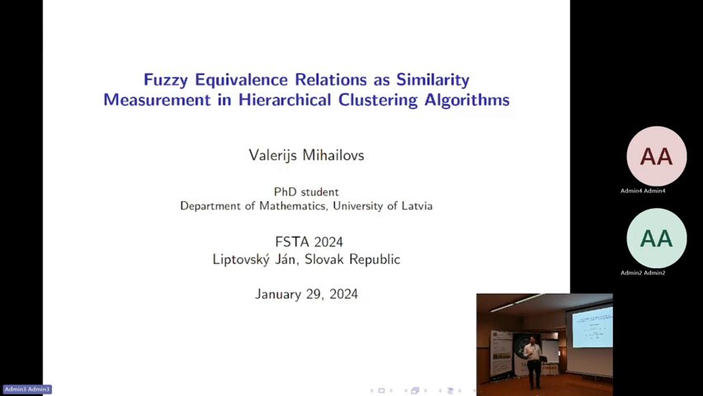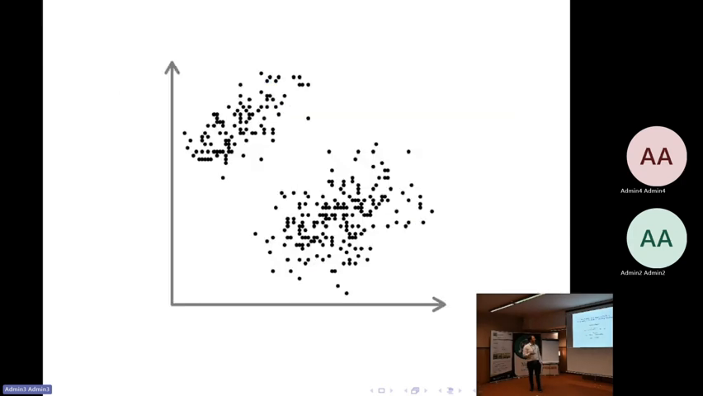Hello, my name is Valeris. I'm a PhD student from University of Latvia. I will show how fuzzy equivalence relation can be used in a clustering process as a similarity measurement. So firstly, a brief introduction. The standard measure that is used in clustering is distance.